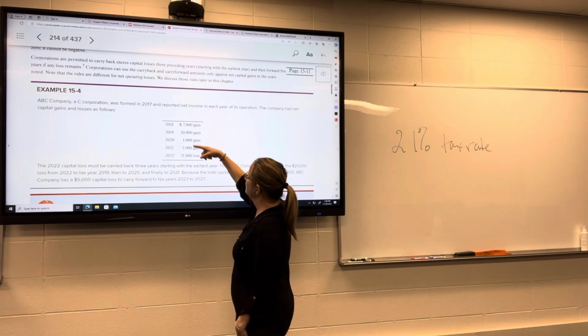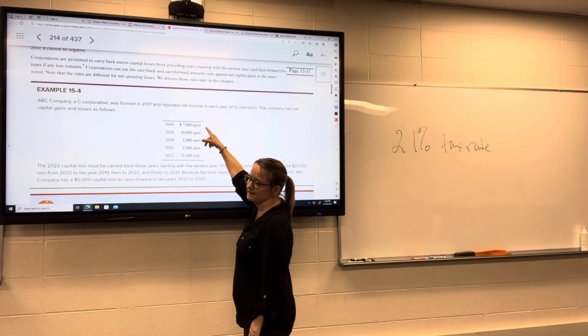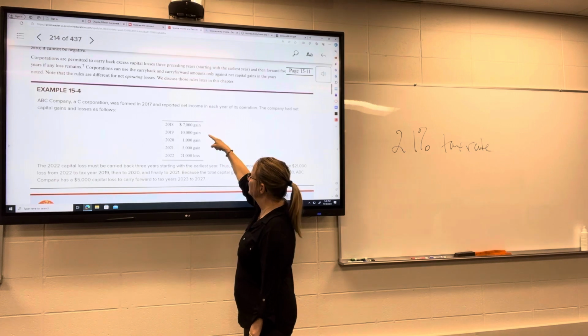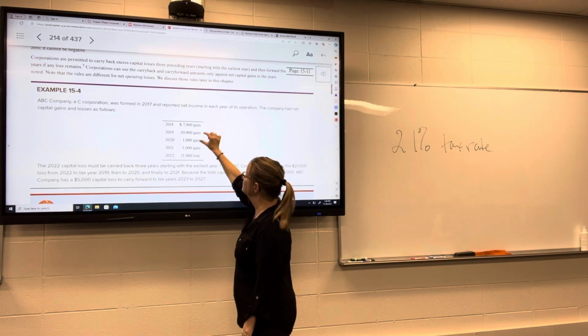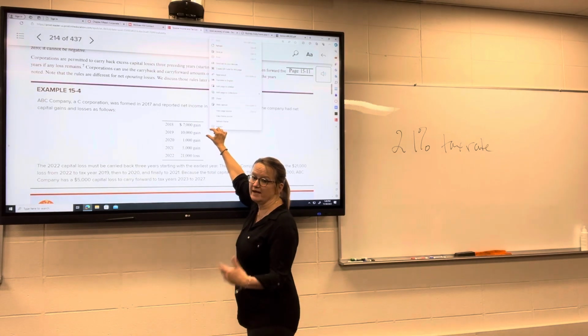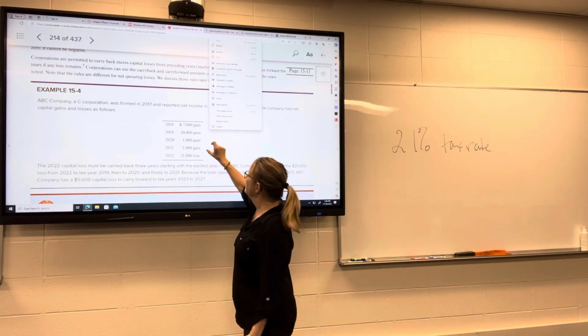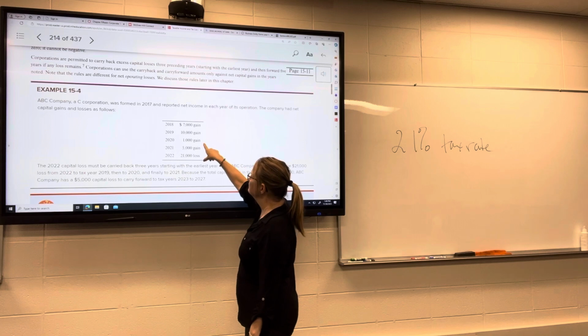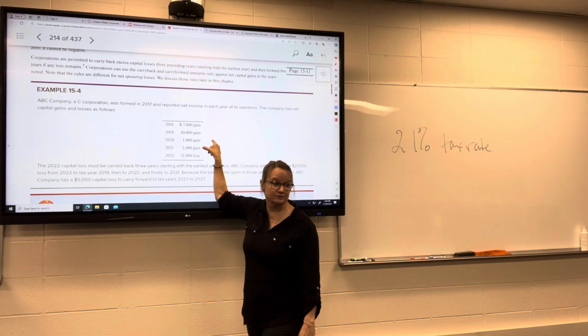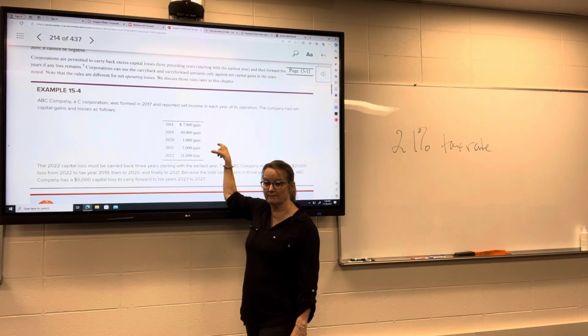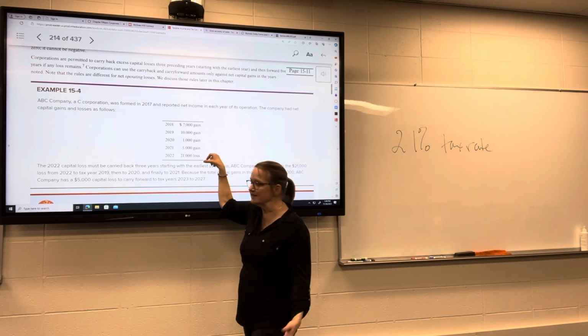So we can't go to 2018. That's 4 years. We'd start in 2019. We'd amend that return. We'd take $10,000 of that loss to offset that gain. We have 11,000 left. Then we could go back to 2020 next and use $1,000 of that to amend that return. Now we've got 10,000 left.